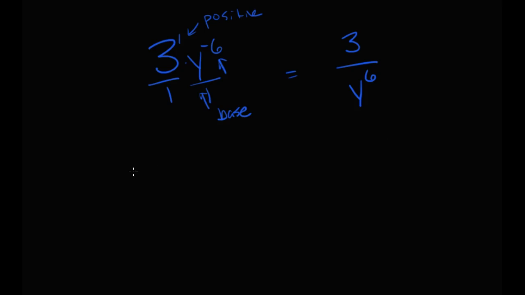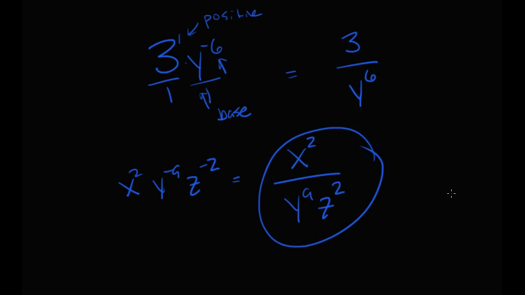So if I have x squared, y to the negative 9th, z to the negative 2nd, well, x squared is a positive power, so that stays up in the numerator. Y to the negative ninth gets moved to the denominator. Z to the negative 2 also gets moved down to the denominator. And that's what it would look like when you finish.